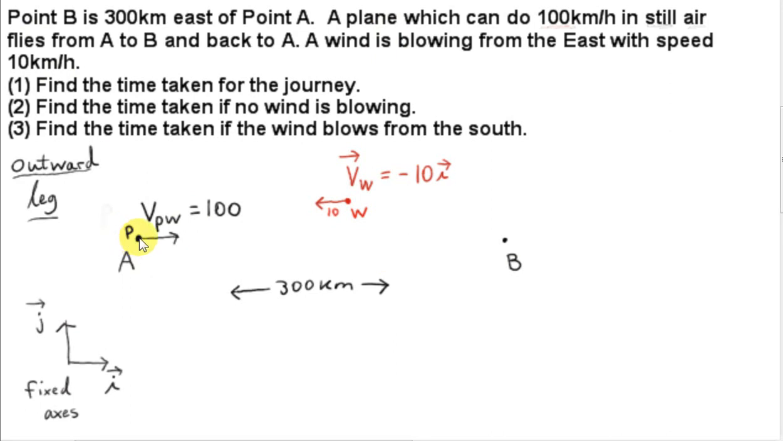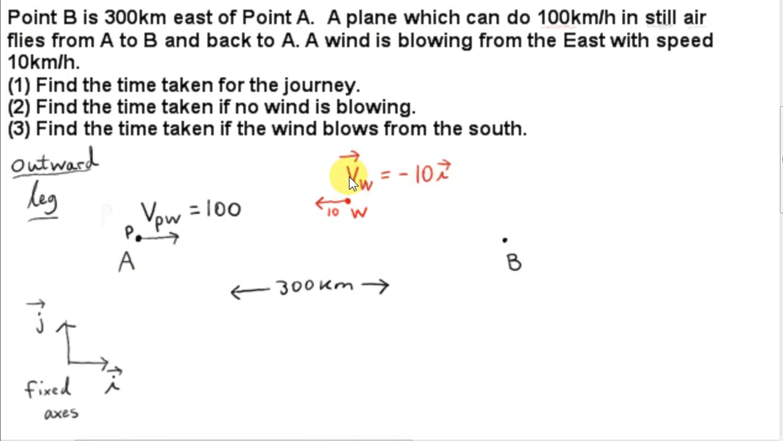So initially the plane is at point A, so the letter P stands for the plane. The velocity of the wind is minus 10i because the wind is blowing from the east, so it's a vector pointing to the left. It has no j component. Its magnitude is 10. It is pointing in the minus i direction, so VW is minus 10i.